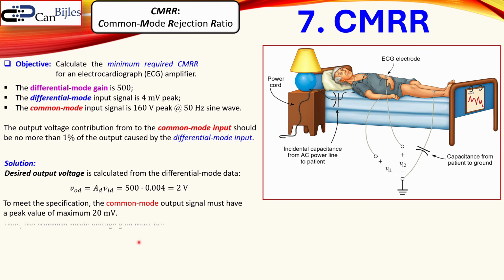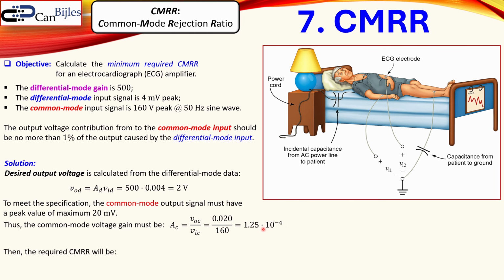So that means our common mode gain must be the output common mode divided by the input common mode. Now input common mode is 160 volts and output common mode is allowed to be maximum 0.02. That is then in this case 1.25 times 10 to the power minus 4 as our common mode gain. That's the gain we can have maximum. So the lower the better, of course.